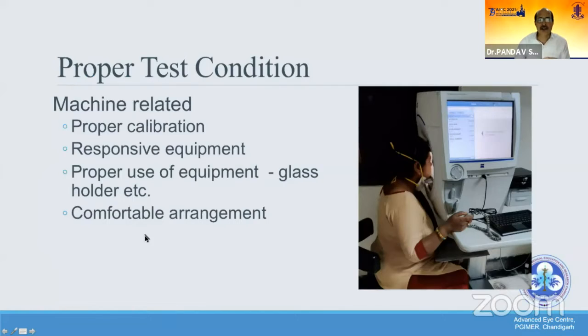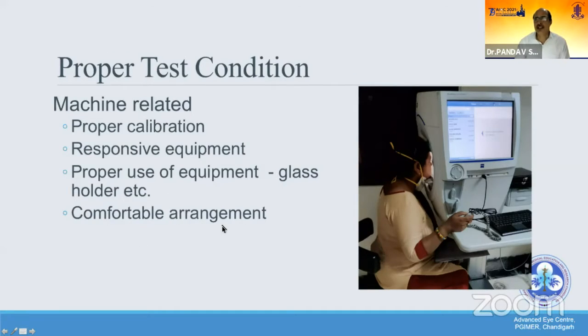The other thing is that the test conditions should be monitored and they should be proper. This could be machine related. That means the calibration should be done properly. All machines these days are automated, and you don't have to worry about the calibration, but make sure that the machine is doing that. And the response equipment is very important, like the peripherals. If you have a mouse or a button which is not properly maintained, it gets stuck or doesn't record the response properly, that can have an influence on the visual field performance. Also use the glass holder and the peripheral attachments properly, so that they do not create artifacts.